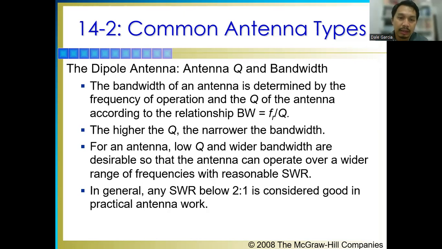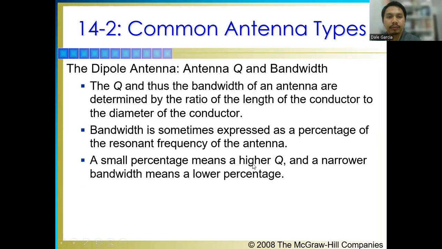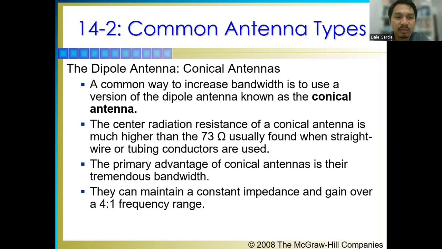So, there is also SWR. In general, any SWR below 2 is considered good in a practical antenna. So the lower the SWR, the better. Conical antennas.